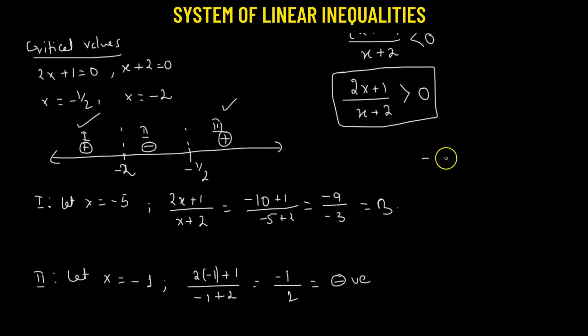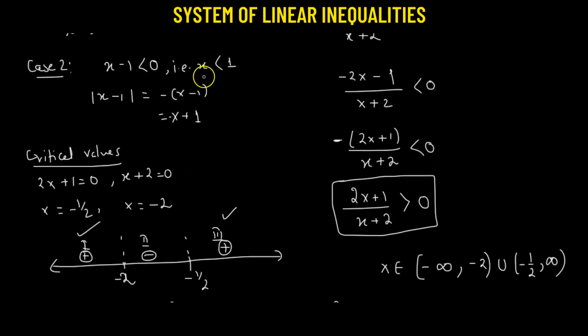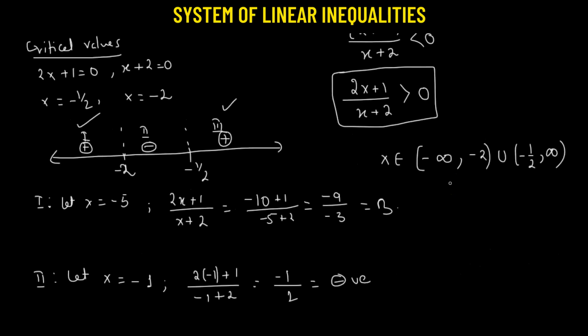So that means we have x belonging to the region negative infinity to negative 2. Here negative 2 is not a part of the solution, so we'll use an open interval. Union negative half to positive infinity. So negative half is also not a part of the solution. However, here we have to take the condition that x is less than 1. So here we're also given that x is less than 1.